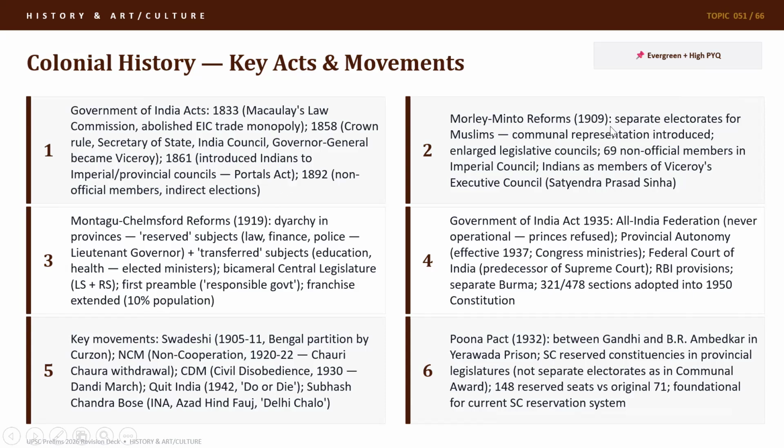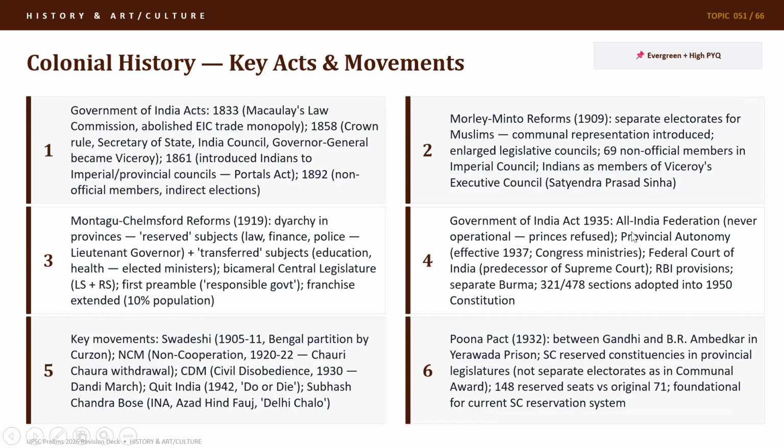Then we have Morley-Minto reforms of 1909 for separate electorates for Muslims, communal representation. It enlarged legislative councils, 69 non-official members in Imperial Council, and Indians as a member of Viceroy's Executive Council. Satyendra Prasanno Sinha was the first in the Viceroy's Executive Council. Montagu-Chelmsford reforms of 1919. Diarchy was introduced in provinces, and reserved subjects like law, finance, and police were with the lieutenant governor. And transferred subjects like education, health were given to elected ministers. Bicameral central legislature was introduced, which was Lok Sabha plus Rajya Sabha, and the first preamble for responsible government was introduced. Franchise was extended to 10% of the population.